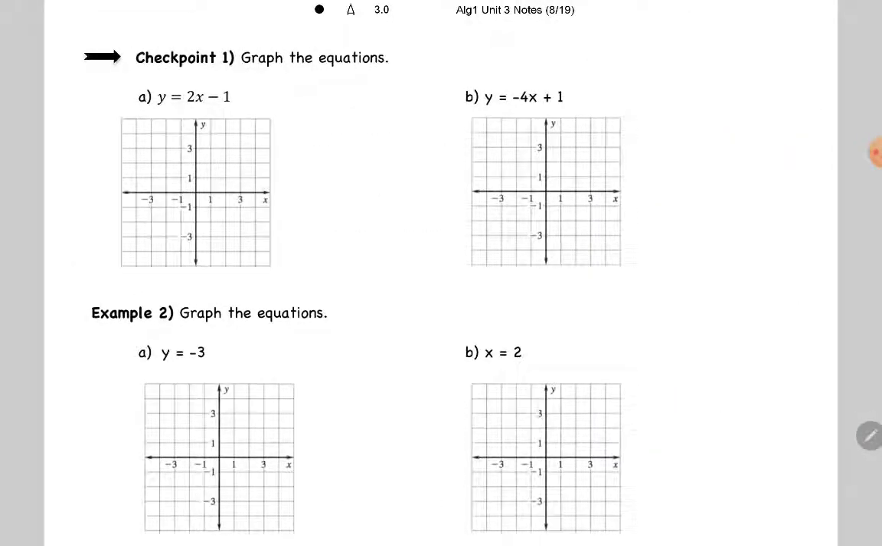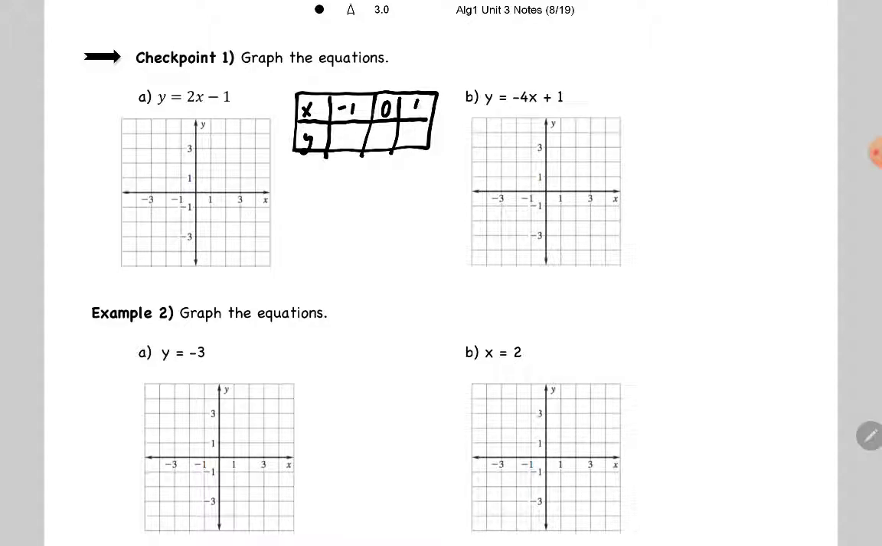Let's graph these equations. Alright. So, make a table. And I want you guys to at least have 3 points. If I give you a bigger table, then you fill it out. But when you're working on these homeworks, give yourself at least 3 points.